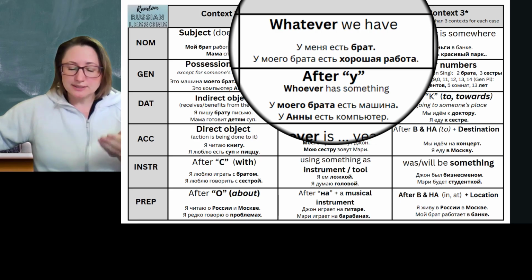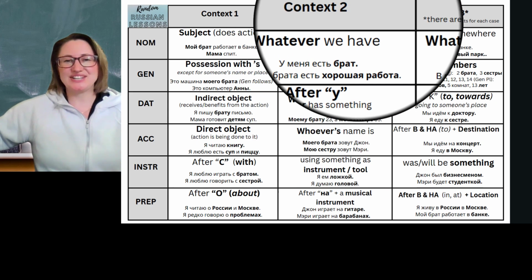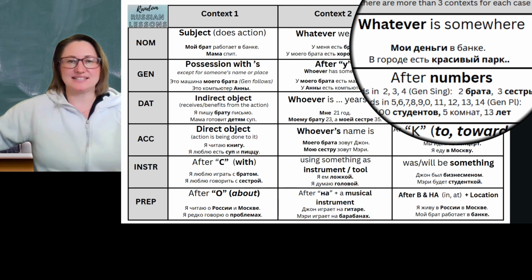Again, in English, the brother is the subject of a sentence. Who has a good job? My brother does. In Russian, the job just happens to be there by my brother. So the good job is the subject of a sentence in Russian, and the subject of a sentence in Russian is in the nominative case. Okay, I know it's getting tricky, but here is the next context.